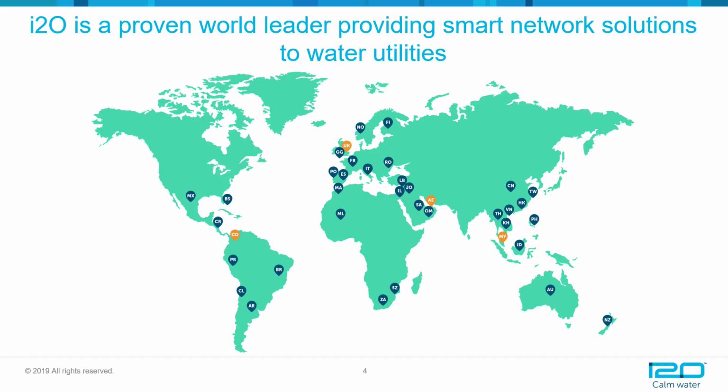So, kicking off with a brief introduction to I2O, we provide smart water network solutions for water utilities, with over 100 water utilities in more than 35 countries using our solutions. We're headquartered here in the UK with offices in Malaysia, Colombia and Dubai. It's been another busy quarter for us.